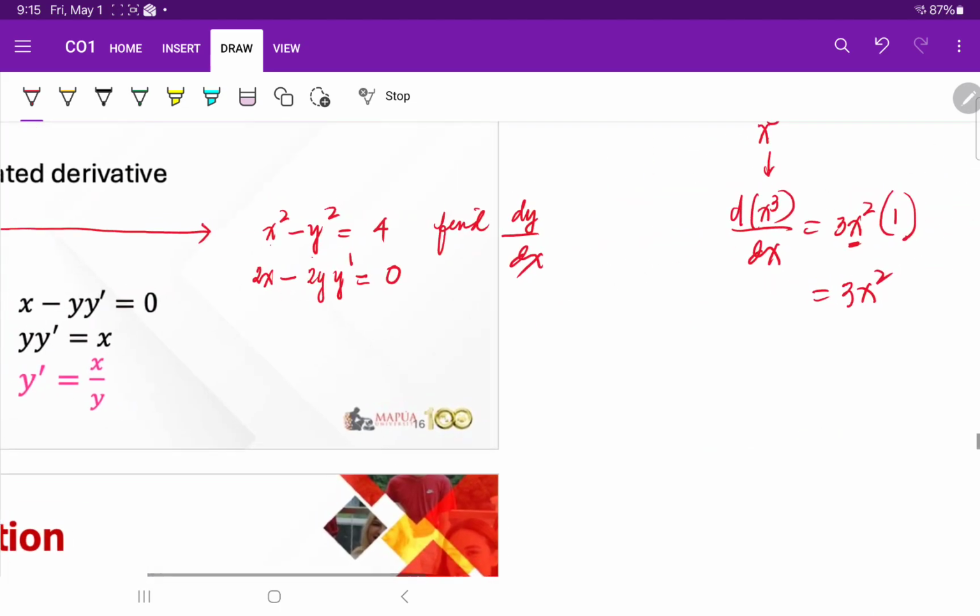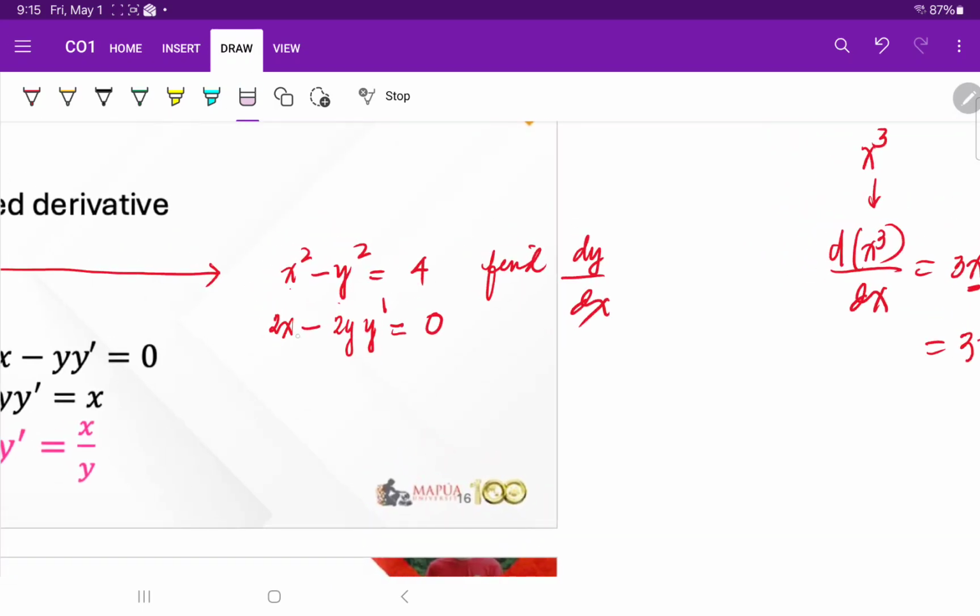Okay? So, for this one, the derivative of x squared is equal to 2x. The derivative of y squared is 2y times the derivative of y, which is y prime. And the derivative of 4 is 0. Then, we solve for y prime. So, we transpose 2x to the right side. So, we have negative 2y y prime is negative 2x.